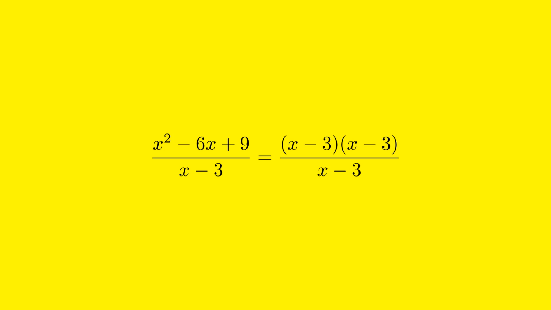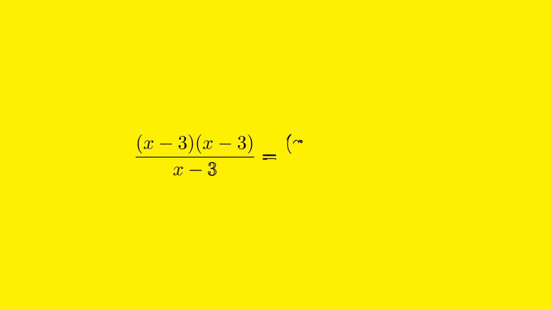Now, the rational expression can be written in the form (x - 3)(x - 3)/(x - 3). Notice that in this rational expression, we have a common factor of x - 3 in both the numerator and the denominator. When we divide the numerator and the denominator by this common factor of x - 3, we are left with x - 3 in the numerator and 1 in the denominator. Therefore, the simplified rational expression is (x - 3)/1, which is merely x - 3.